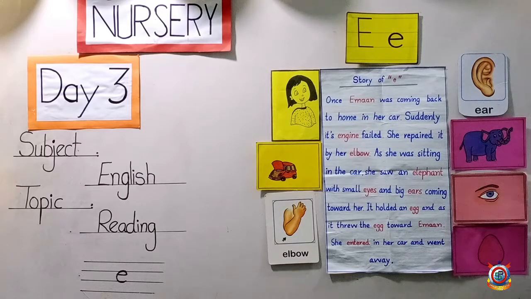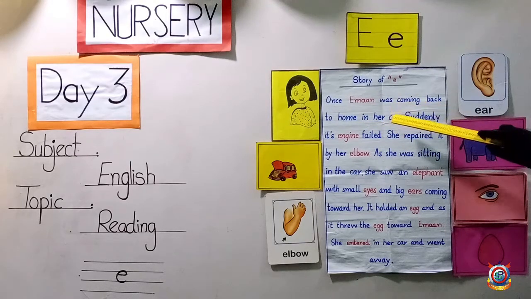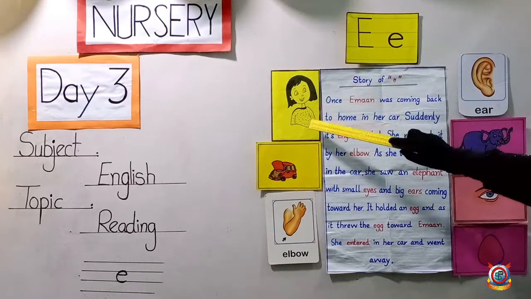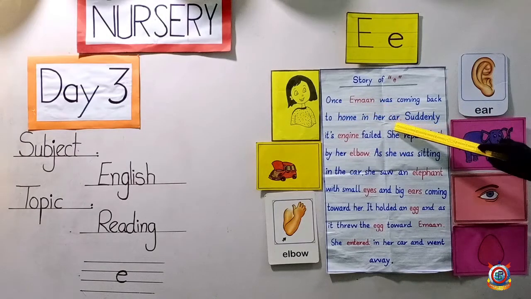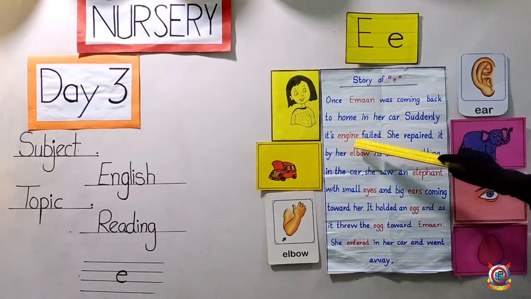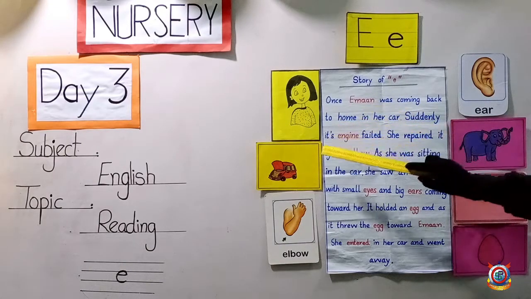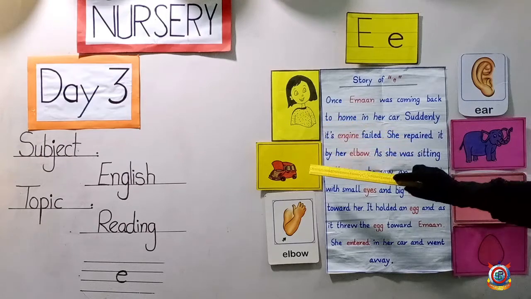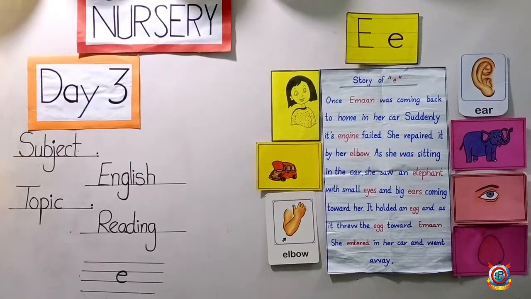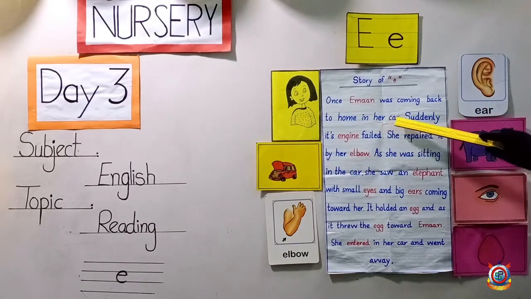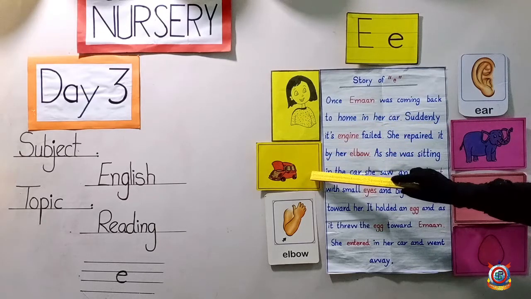Okay, now we will revise the story once again. Once Iman was coming back to home in her car. Who was coming back to home in her car? Iman was. Suddenly, its engine failed. Suddenly, what happened to Iman? Yes, the car engine failed.